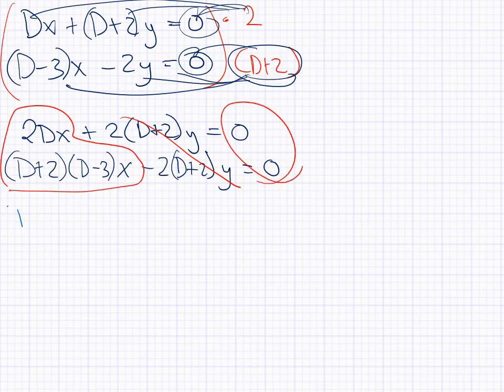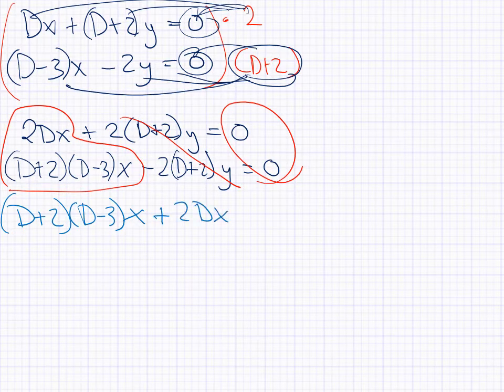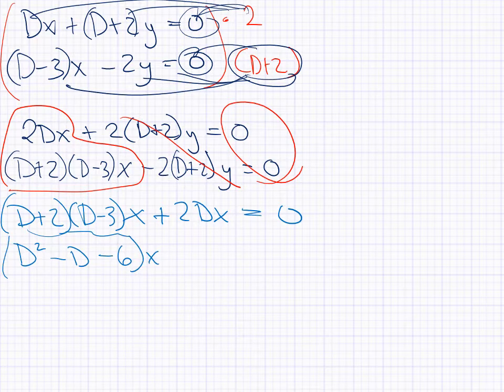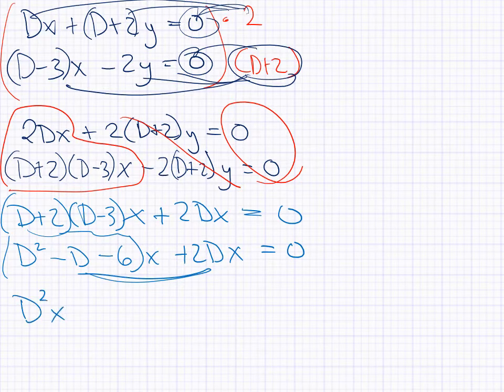So we would have (D + 2)(D - 3)x plus 2Dx equals 0. Again, distribute this out, collect like terms. We get D squared minus D minus 6x plus 2Dx equals 0. So combine these like terms. We get D squared x plus Dx minus 6x equals 0.